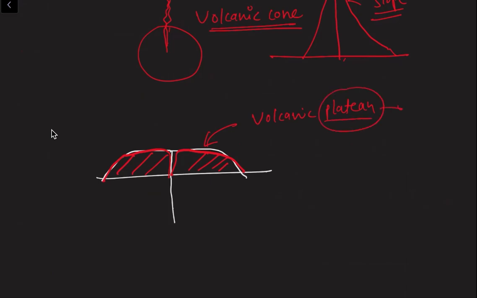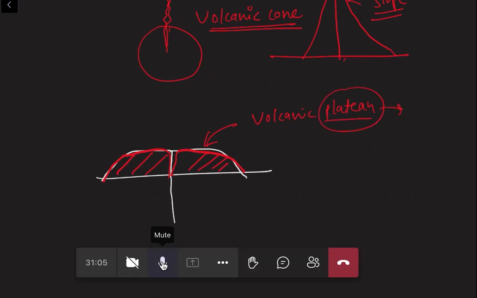What do we call a plateau in Marathi? पठार. पठार, right. Okay, it's a long plain area. Okay, flattened area, so that is plateau.